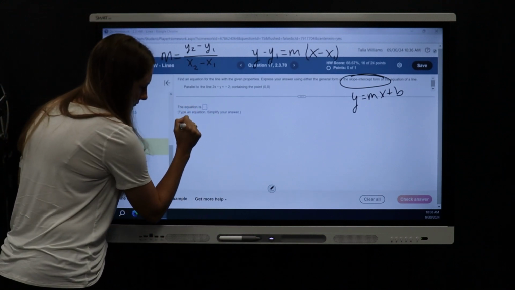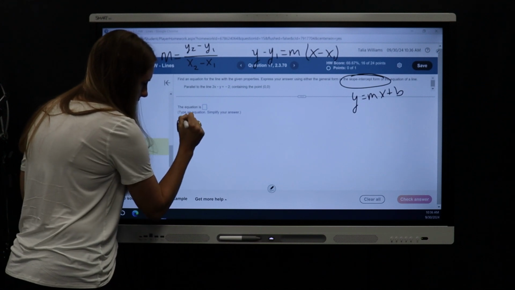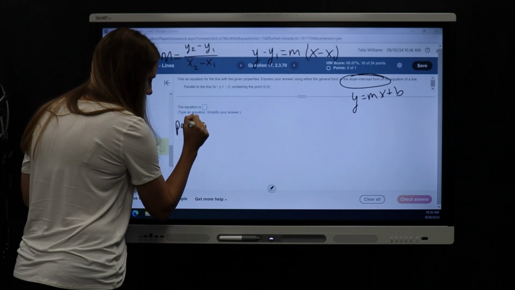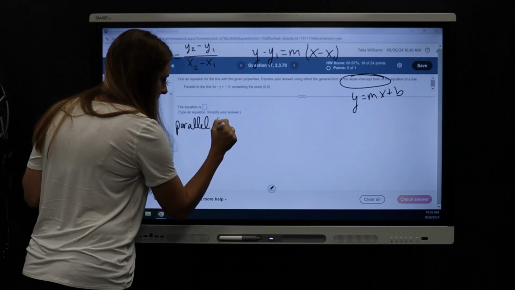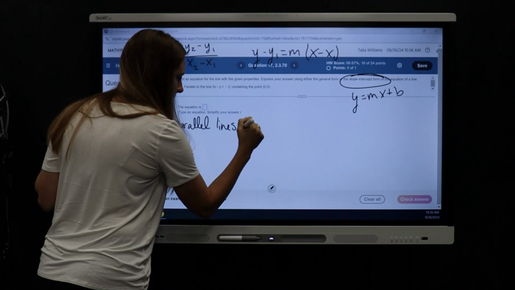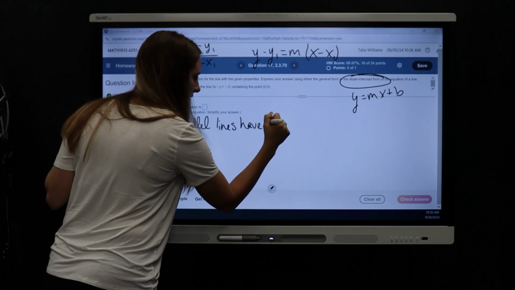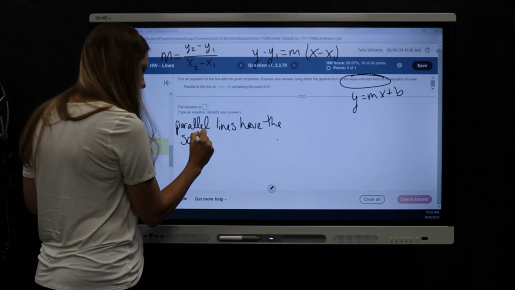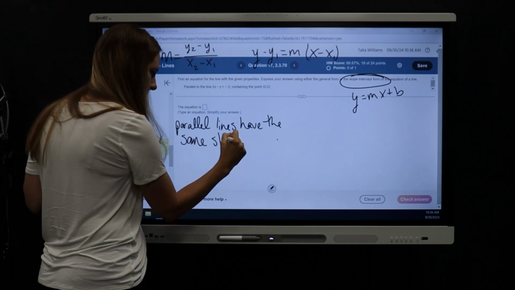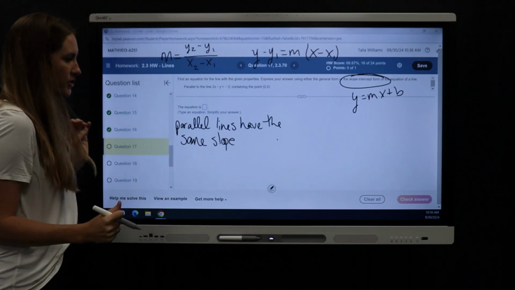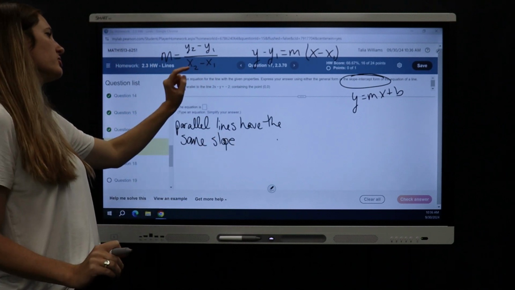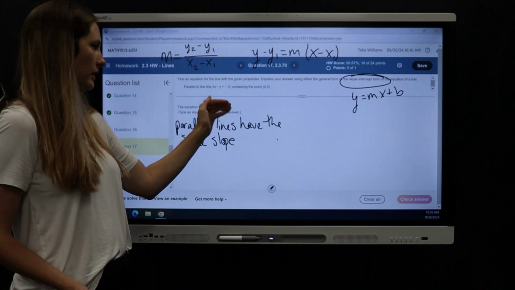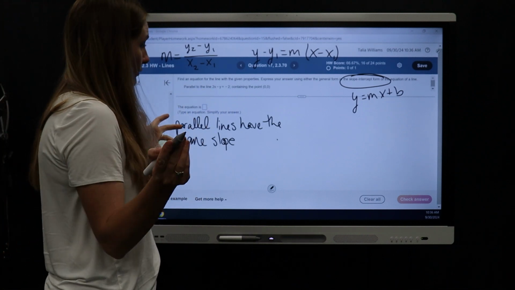Parallel lines have the same slope. So the first thing we need to do is figure out what the slope is of this line, because that is going to be the slope of our new line or equation of a line.